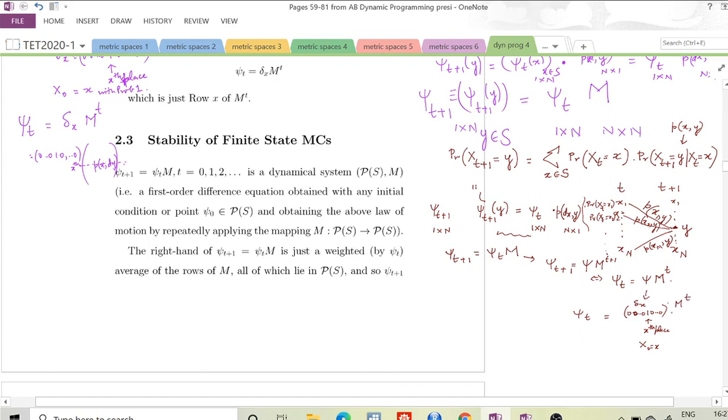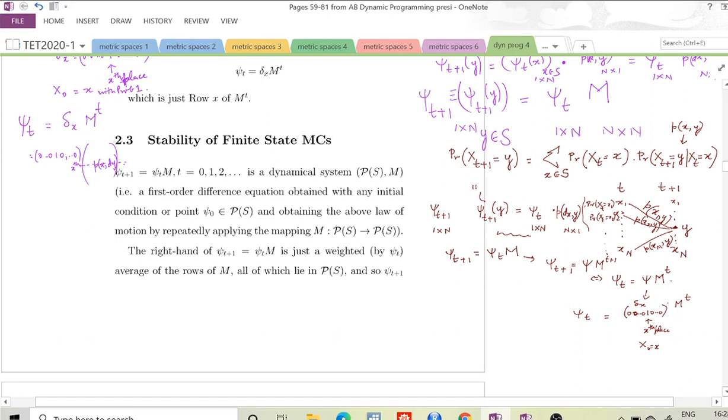But this is a particularly simple matrix multiplication to evaluate. It is just saying that this multiplication will pick up the xth row from the M^t matrix, right?